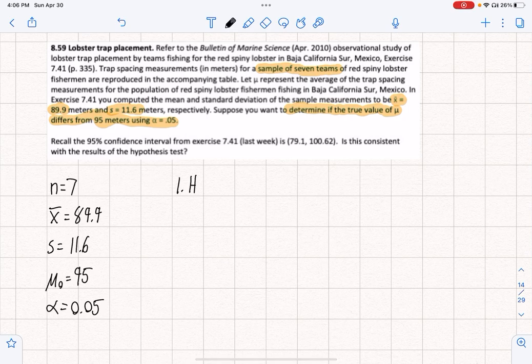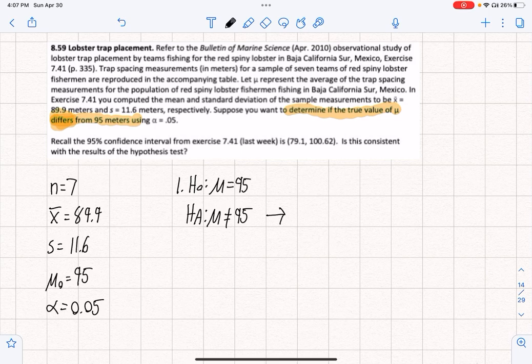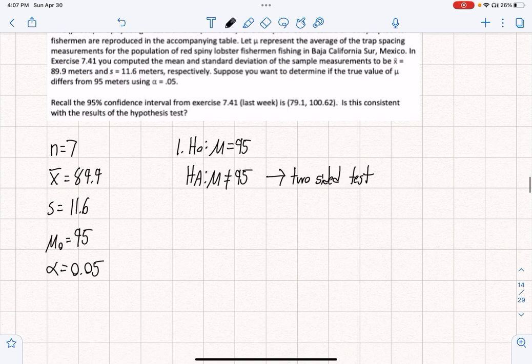Okay, so let's start with our hypotheses. Start with the alternative. So what are we asked in this problem? We want to determine if the true value of mu differs from 95. So notice the word differ. Differ implies greater than or less than. So the alternative will be mu not equal to 95, which means the null is mu equal to 95. So let's just note that this is a two-sided test, because again, we'd be interested in values greater than 95 and values less than 95.